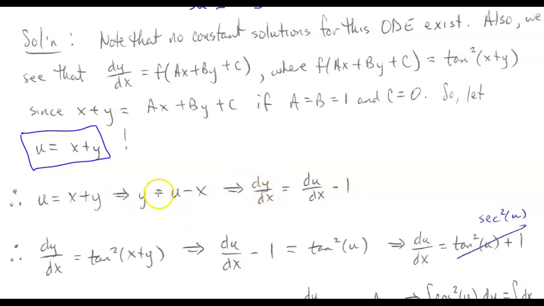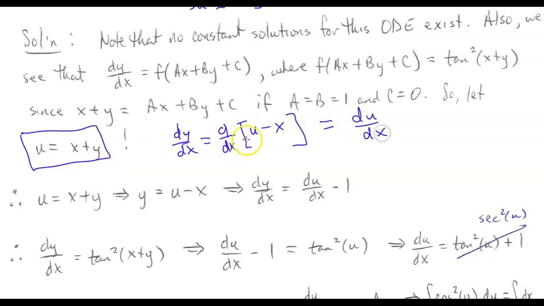Okay. So if we take the derivative of y with respect to x, notice that when we do that, and I'm going to rewrite it here just to be clear, this is like saying the derivative with respect to x of u minus x. And of course, the derivative of u with respect to x would just be du over dx, and the derivative of x with respect to x would be minus 1. So that's how we get there.